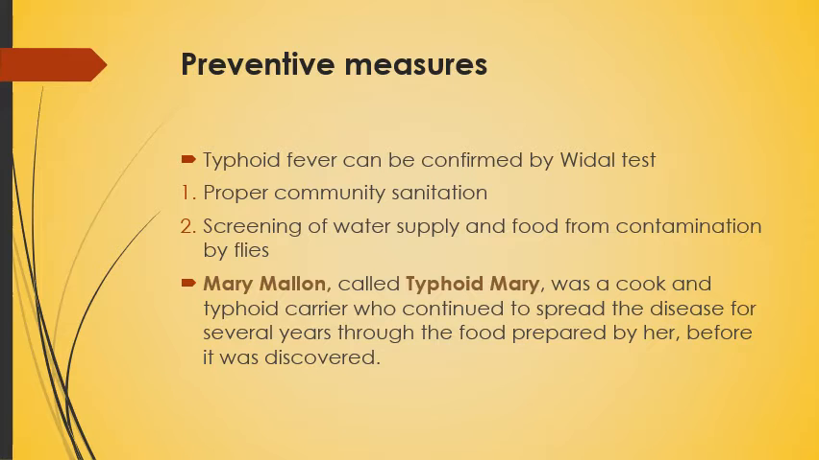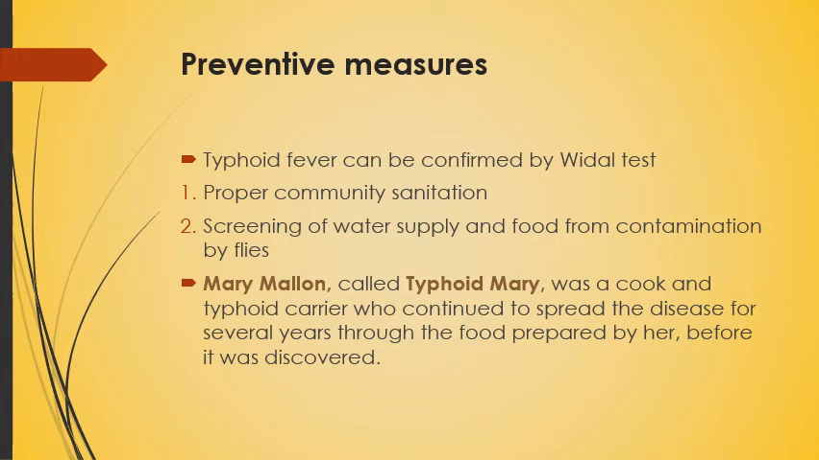So there is one very interesting fact about typhoid. Mary Mallon, called the Typhoid Mary, was a cook and known as a typhoid carrier who continued to spread the disease for several years through the food prepared by her, because whatever food was prepared by Mary became contaminated before it was discovered. So this is about typhoid: the causative agent, the mode of transmission, the symptoms, the preventive measures. They are very, very important.